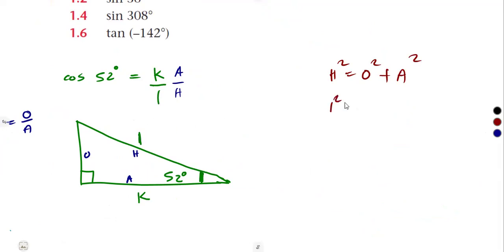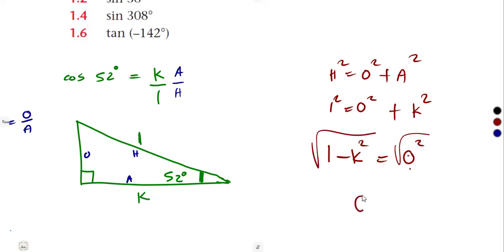Hypotenuse, you have 1 squared. What about opposite? You do not have. Adjacent, you have in terms of K, so that's K squared. 1 squared, that's 1. You take the K squared this side, so that's minus K squared is equal to opposite squared. Square root both sides. So this is it. Our opposite is equal to the square root of 1 minus K squared.